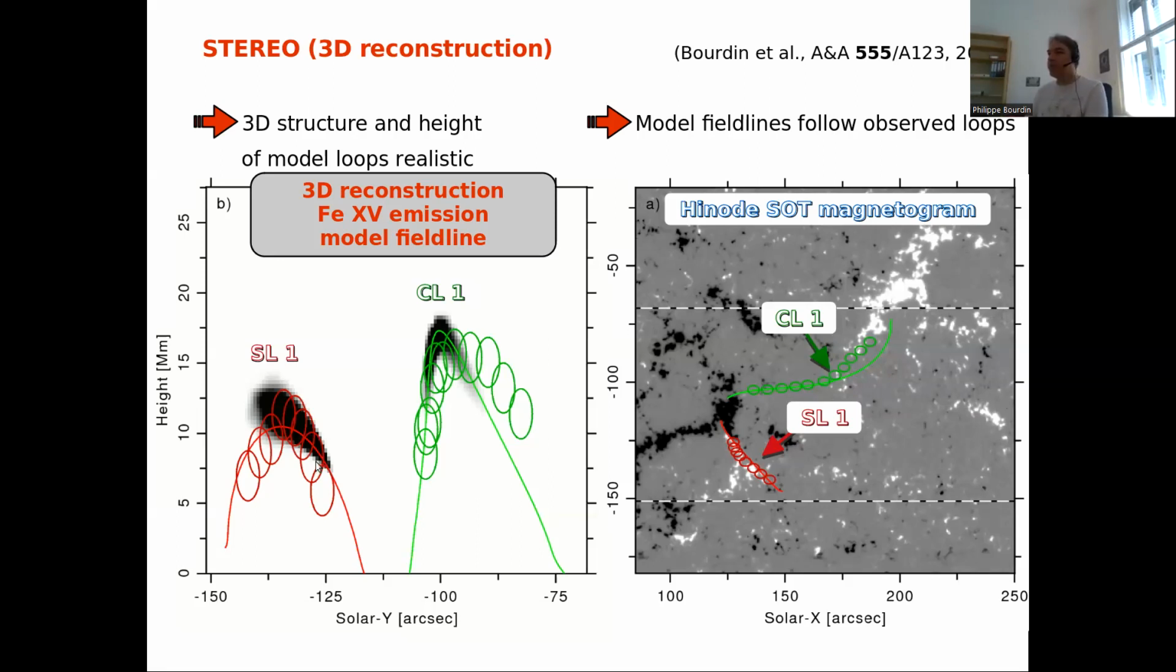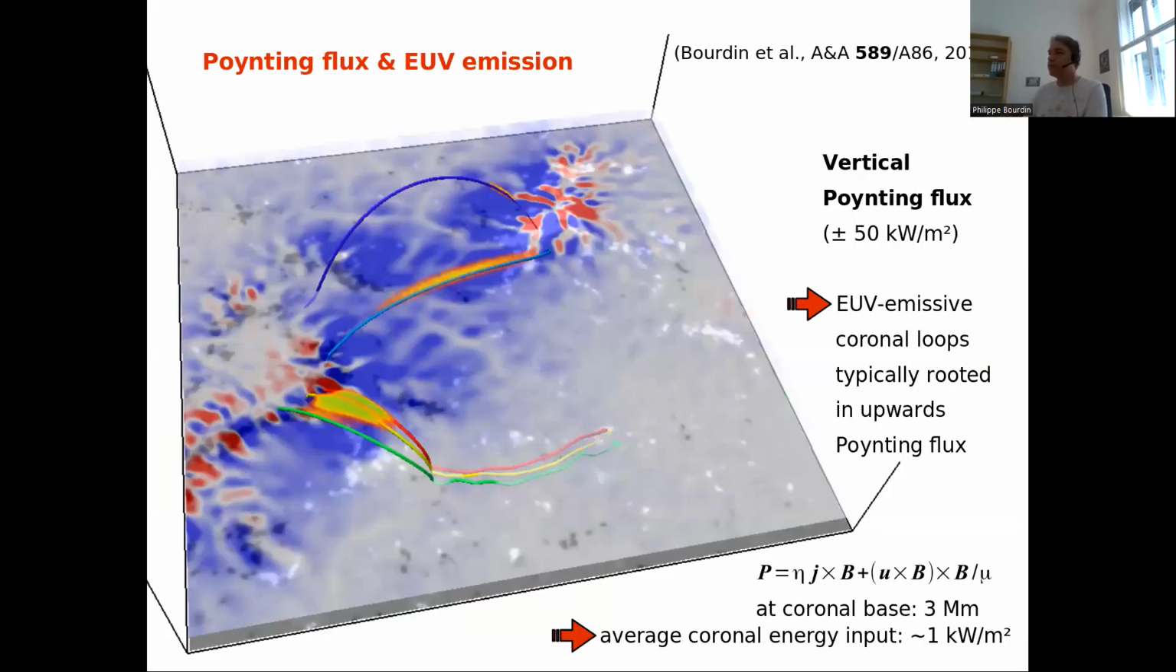Okay, and I should maybe also say that the black part here is the model emission, and the circles are the coordinates that we have constructed from the observed emission of those loops. So that seems to be a good indication that the model produced at least some loops that are realistic, or at least at the right place.